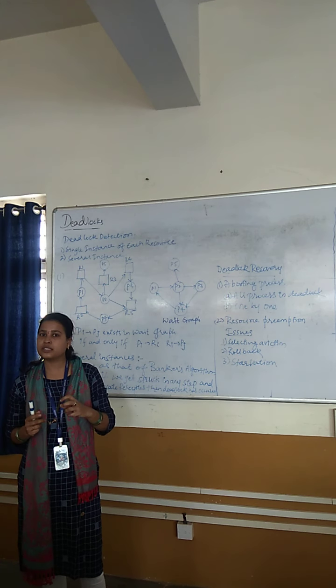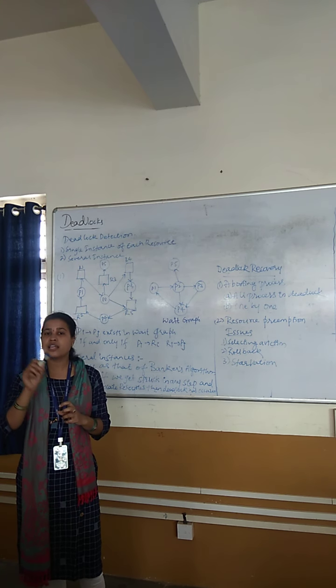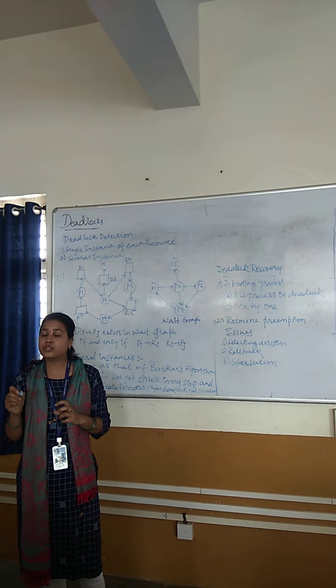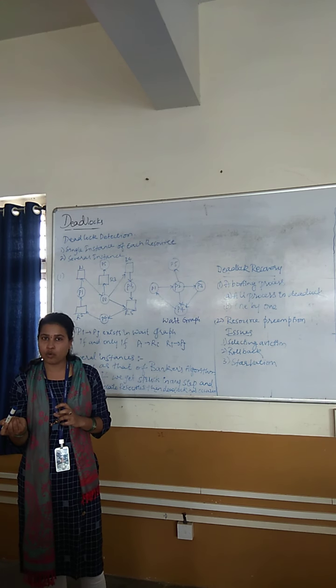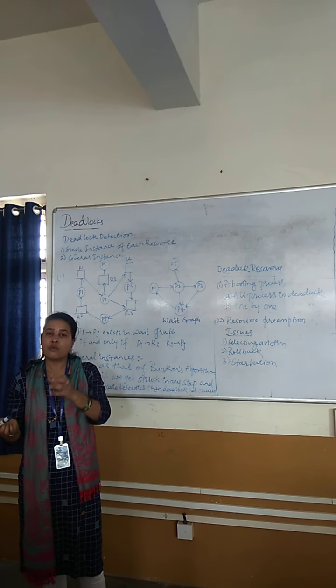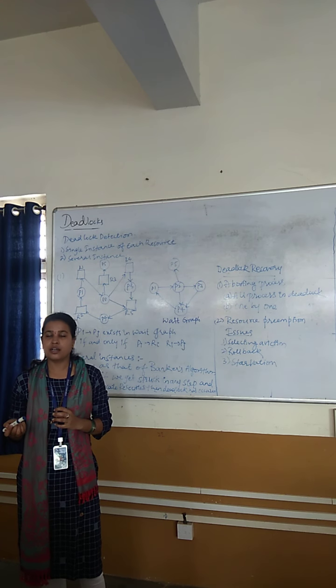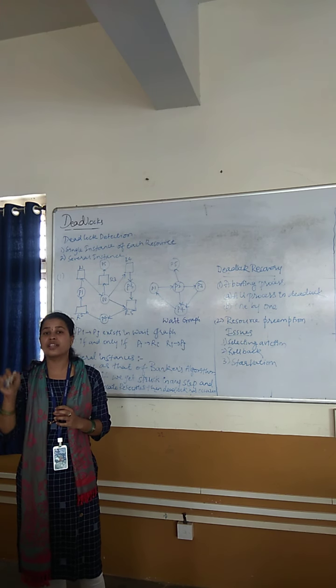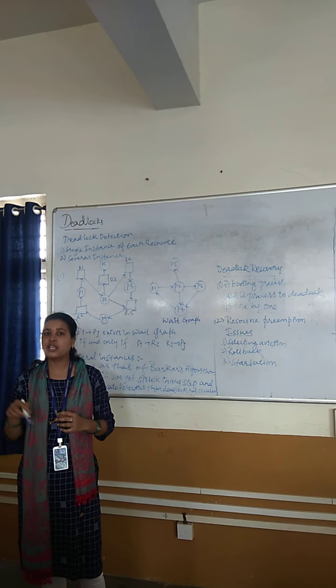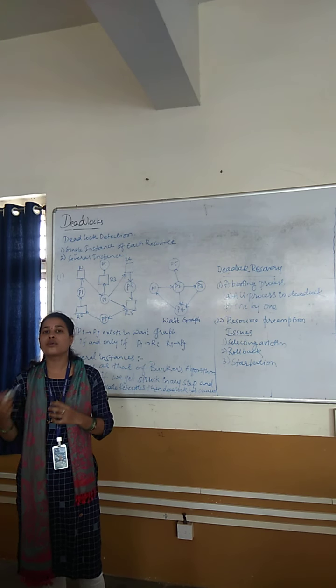After aborting one process, again we are checking whether there is a cycle in that graph. Means what? Cycle checking algorithm should be invoked. If there is a cycle, again one more process you are going to abort. Then again check with the cycle. Then again abort, again check. So one by one you are going on checking.